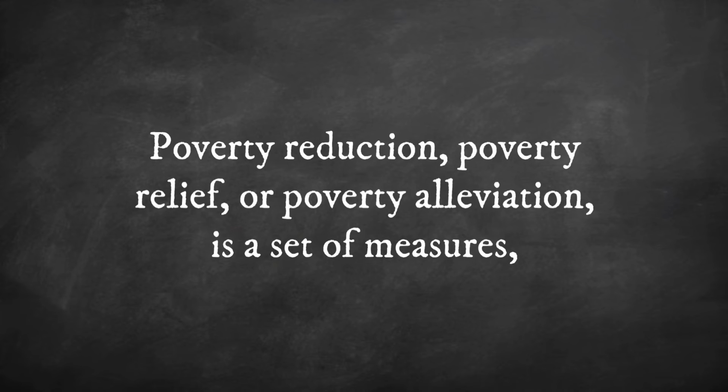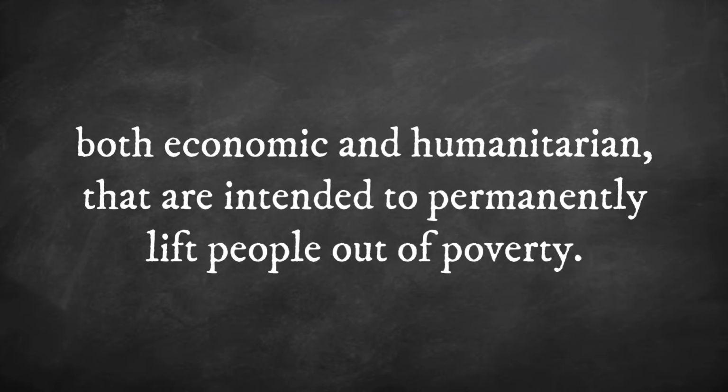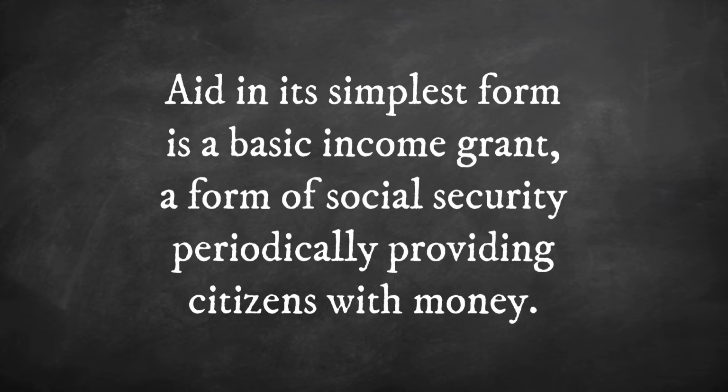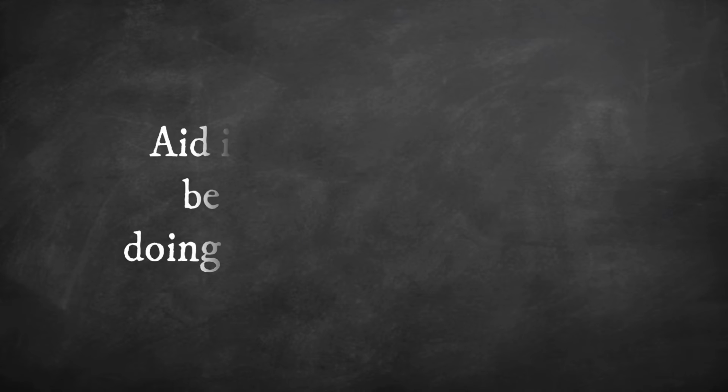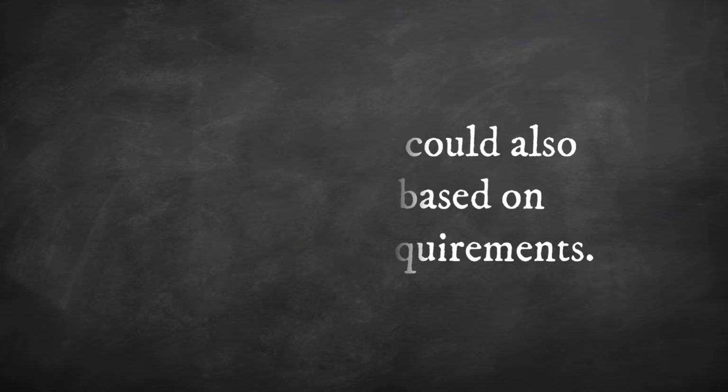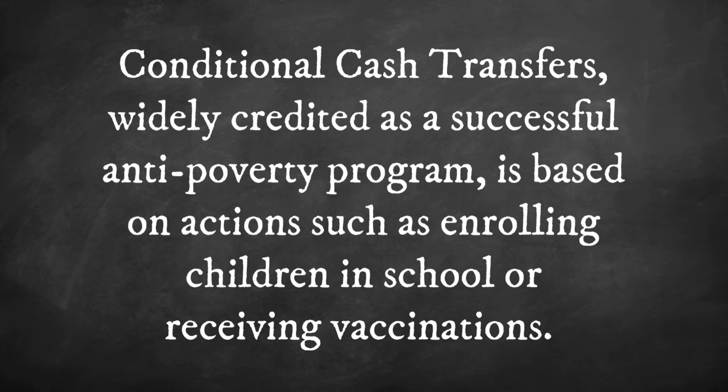Poverty reduction, poverty relief, or poverty alleviation is a set of measures, both economic and humanitarian, that are intended to permanently lift people out of poverty. Aid in its simplest form is a basic income grant, a form of social security periodically providing citizens with money. Aid in poverty could also be rewarded based on doing certain requirements.